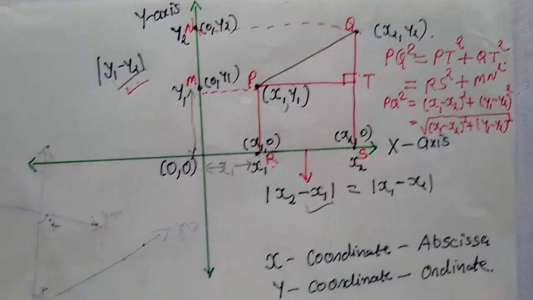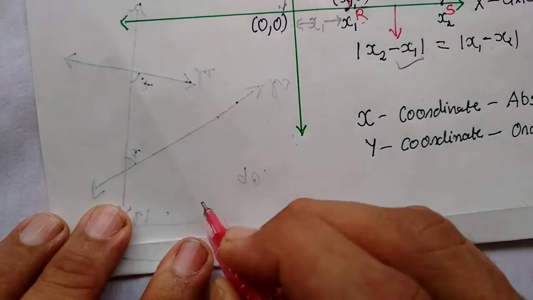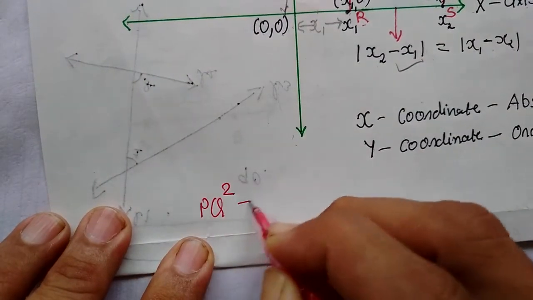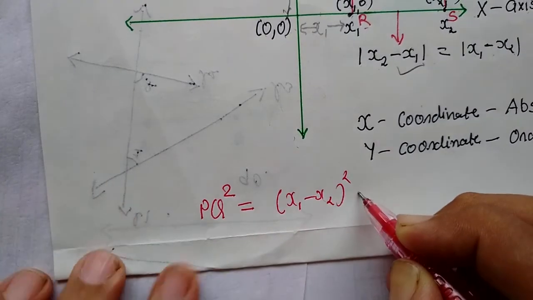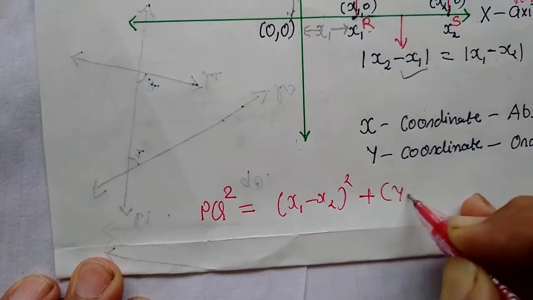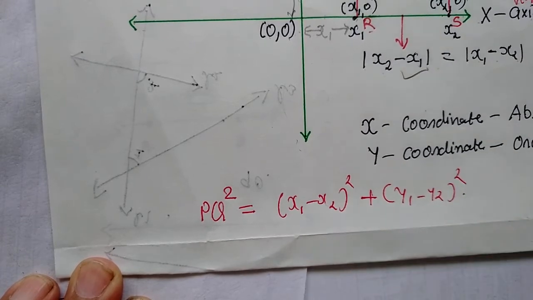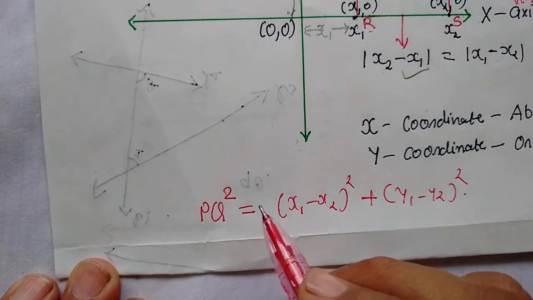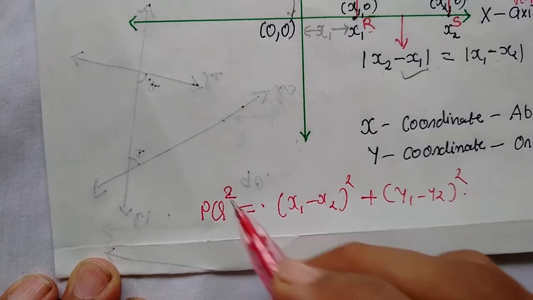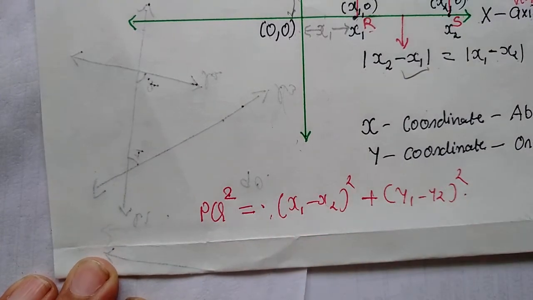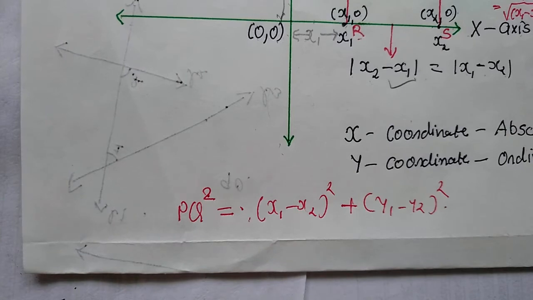If we write it separately, children, PQ square equals (x1 minus x2) square plus (y1 minus y2) square. This is the formula, children. Either you use this formula or remove this square and put the square root sign here. By this way, children, it is very easy to remember this formula.